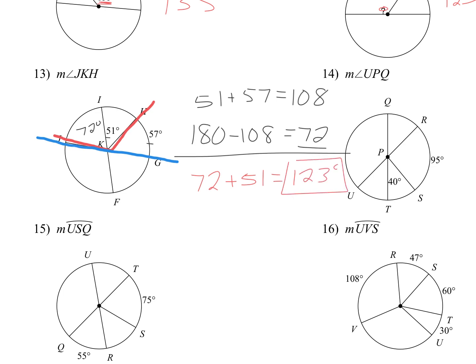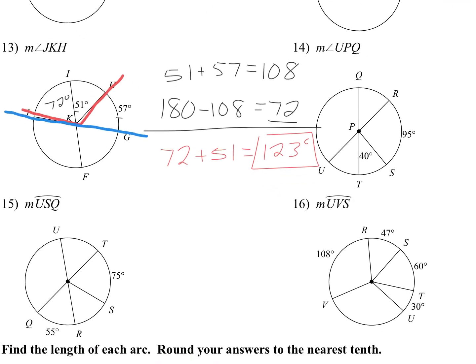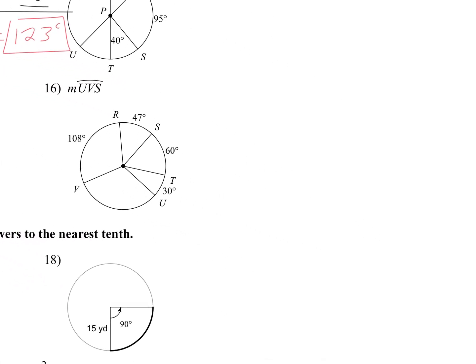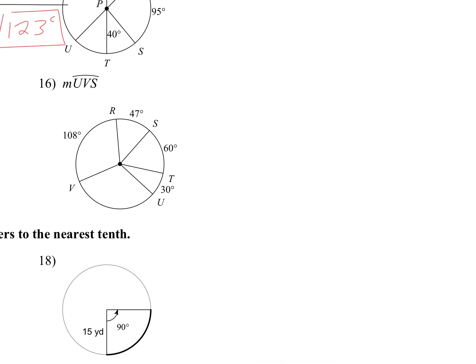Okay, the next one I want to look at is 16. Want to find the measure of arc UVS. So I'm going to draw it. Is that a major or a minor arc? Major. So U, and then I'm going to go to V. Now I'm going to go to S. You just have them together.